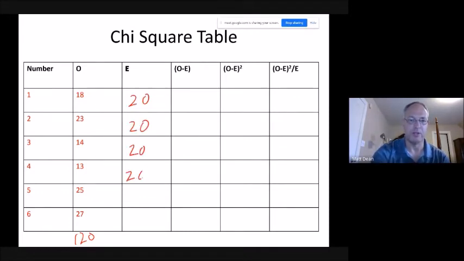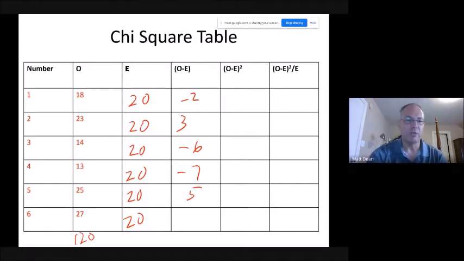We would expect with a normal fair die to get 20 of each out of 120. Now we fill in our table just like we did in the last example. 18 observed minus 20 expected to get minus 2. 23 observed minus 20 expected to get 3. 14 minus 20 to get minus 6. 13 minus 20 to get minus 7. 25 minus 20 to get 5. And 27 minus 20 to get 7.